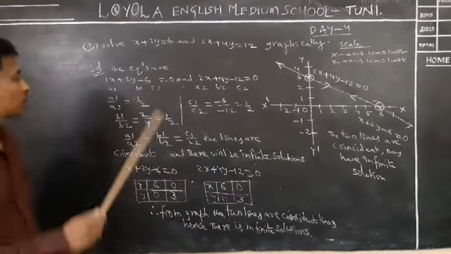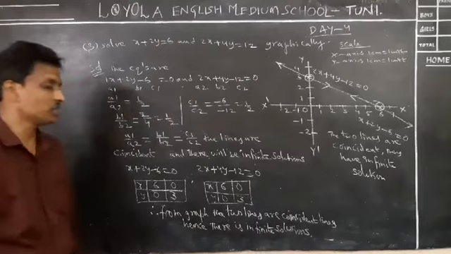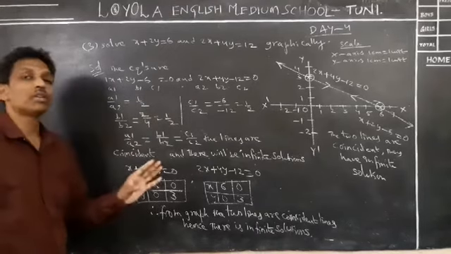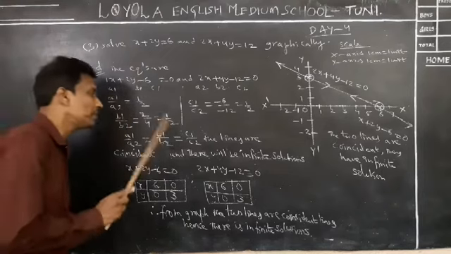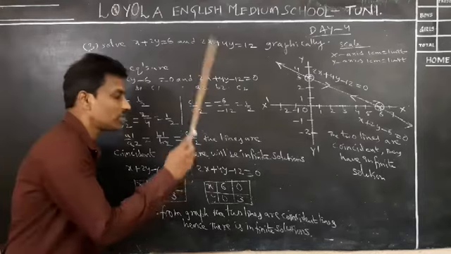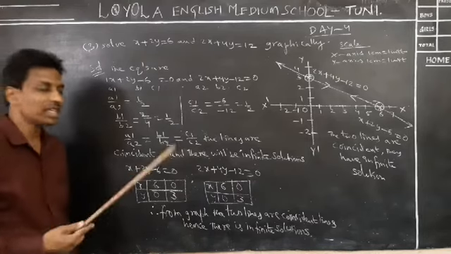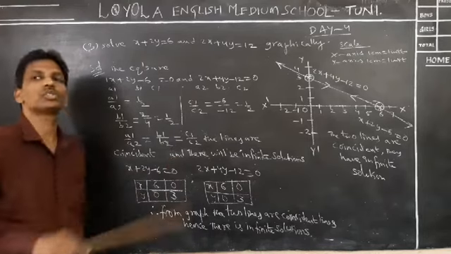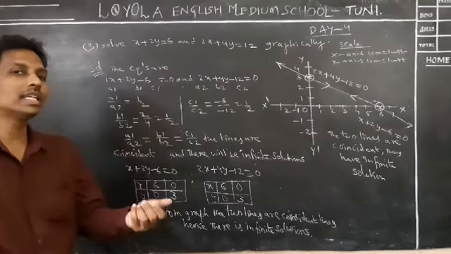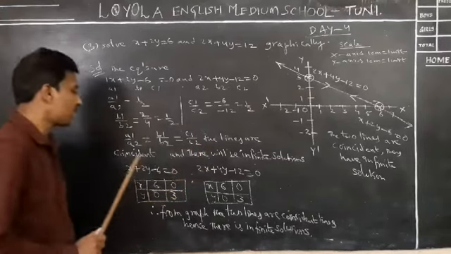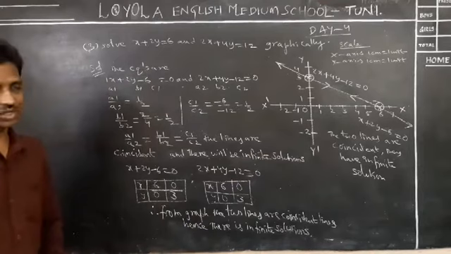Like the above 2 problems, we would like to find the a1 by a2, b1 by b2 and c1 by c2 values. Observe one thing here: a1 by a2 value is 1 by 2, b1 by b2 value is also 1 by 2, and c1 by c2 value is also 1 by 2. So from this we came to know all the 3 ratios are equal. What idea does this give us? The lines are coincident and there will be infinite solutions.